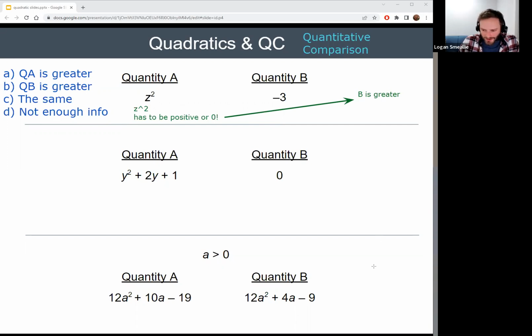Why? Okay, well, that's the opposite. Don't have a heart attack. A is greater. If A is a positive or a 0, it has to be greater than -3. -3 is always negative. Z squared is always 0 or positive. So A always wins.